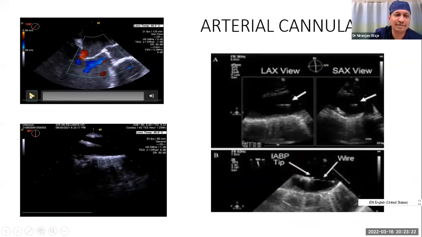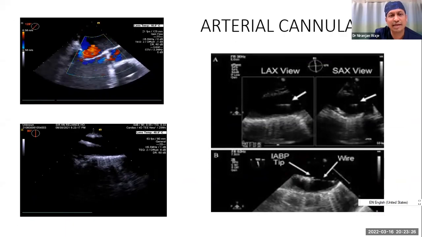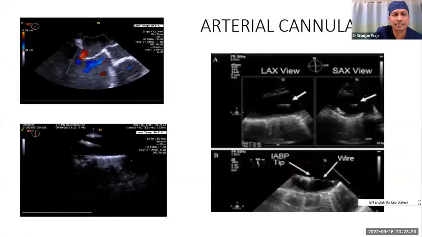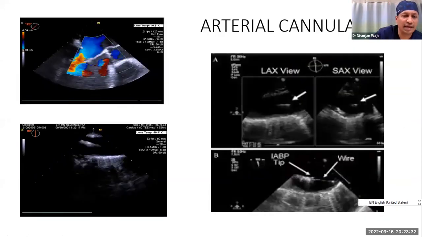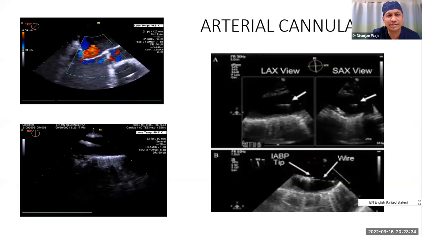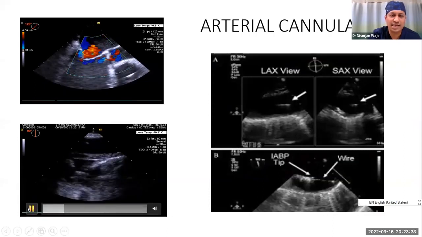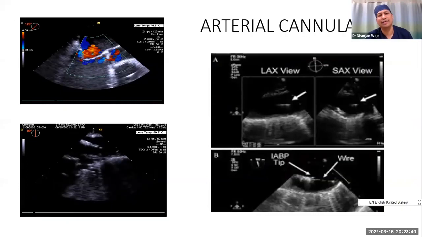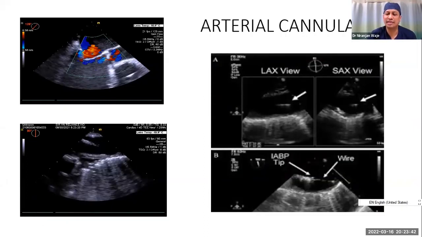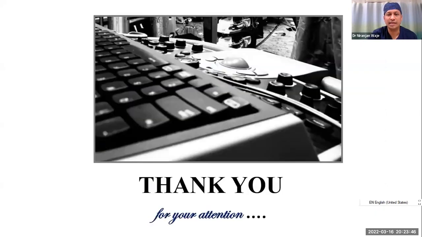On the left-hand side, a simple view before starting: if you get a mid-esophageal long axis view on the top, there you can see a one-plus MR, and there's a little AR there. In moderate to severe AR, a higher degree of AR is a contraindication to IABP. So early echo can also help you choose whether you should use IABP at all.